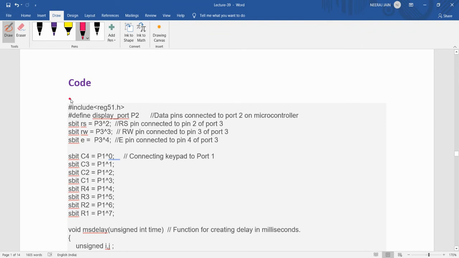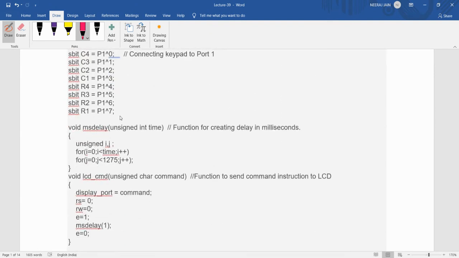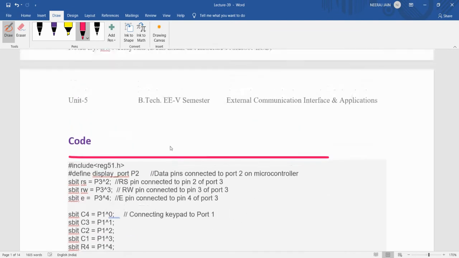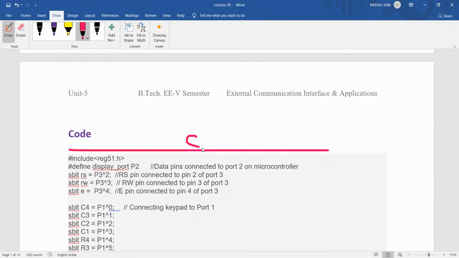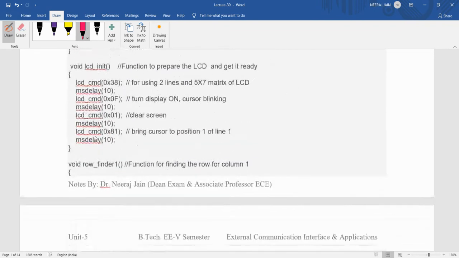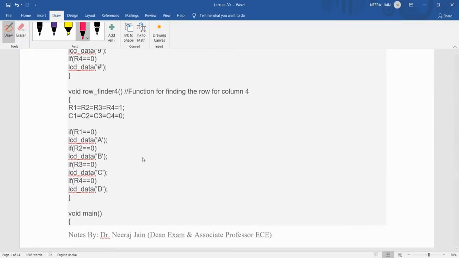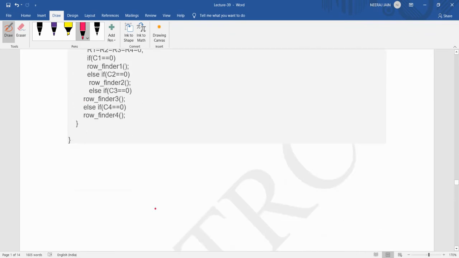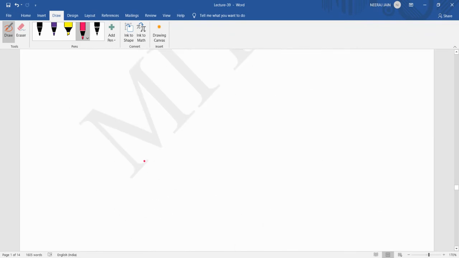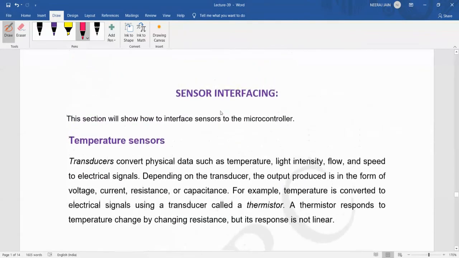Then there is the program. We can make such programs for the 8051 microcontroller for interfacing the microcontroller with the keyboard. It is representing the program that we will discuss in the programming unit, and we will do the program in the third unit.